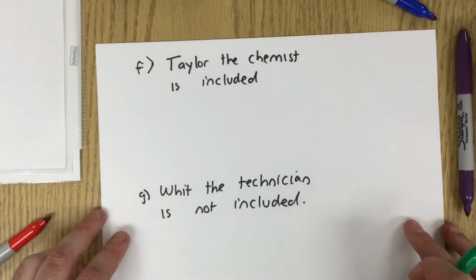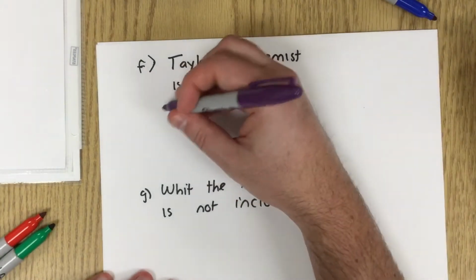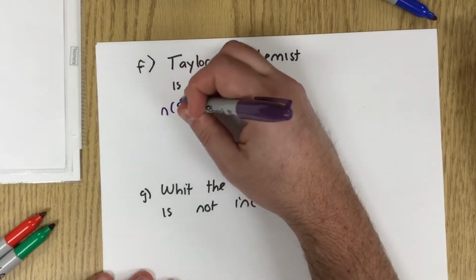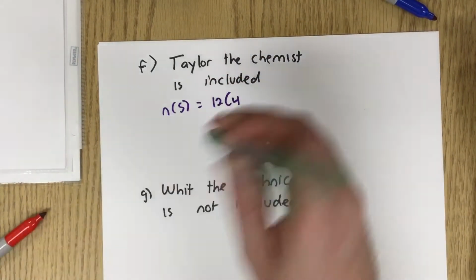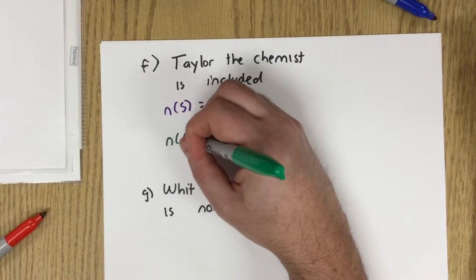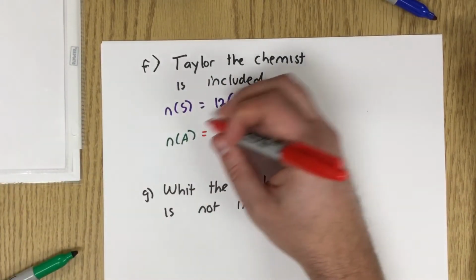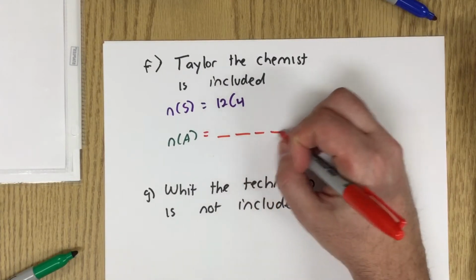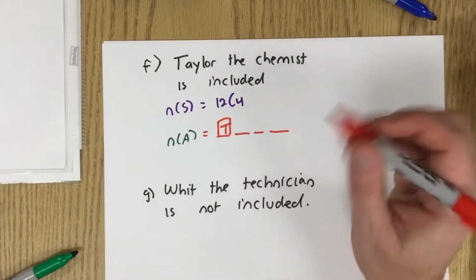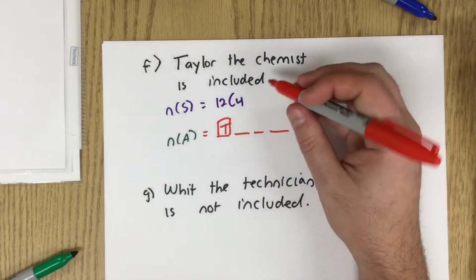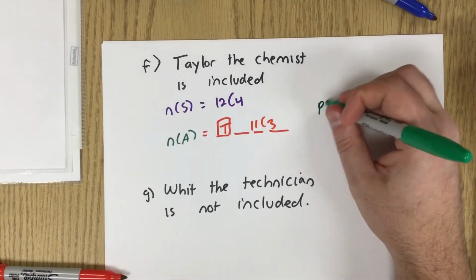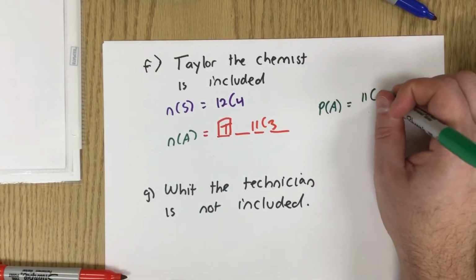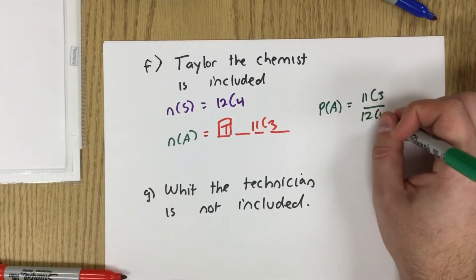Okay, now we want Taylor the chemist to be included. I haven't left much space here, so I'm clearly hoping that this doesn't take much space. NS is 12 choose 4. What do I want? Oop, wrong color. What I want is I want Taylor to be included. So Taylor's included, and I don't care about anything else. There was 12, now it's only 11. It's going to be 11 choose 3. Putting them together, it's going to be 11 choose 3 on 12 choose 4.